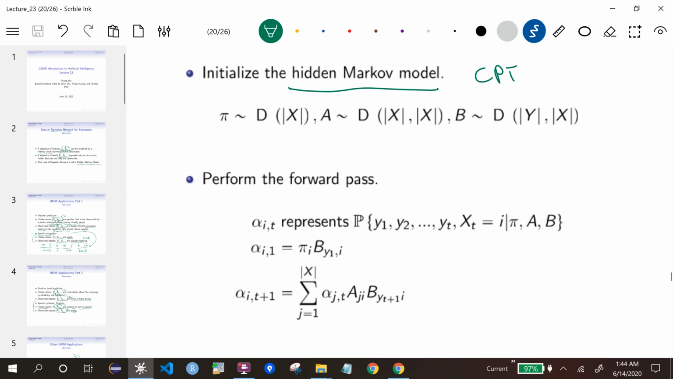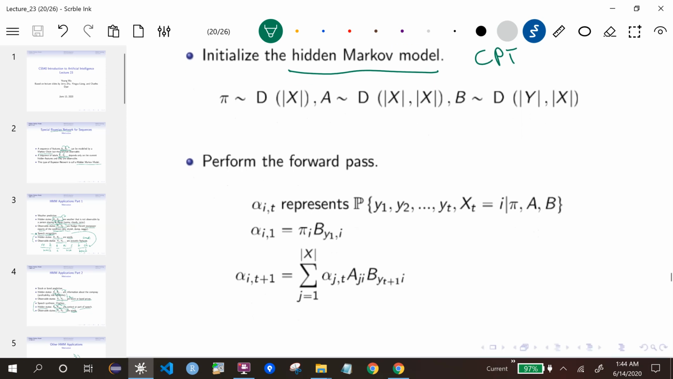The first step is that we need to be able to count the number of times things are happening. So we need to count, say, the number of times x_t is equal to i and x_{t+1} is equal to j, or something like that. And we also need to count the single marginal probabilities.